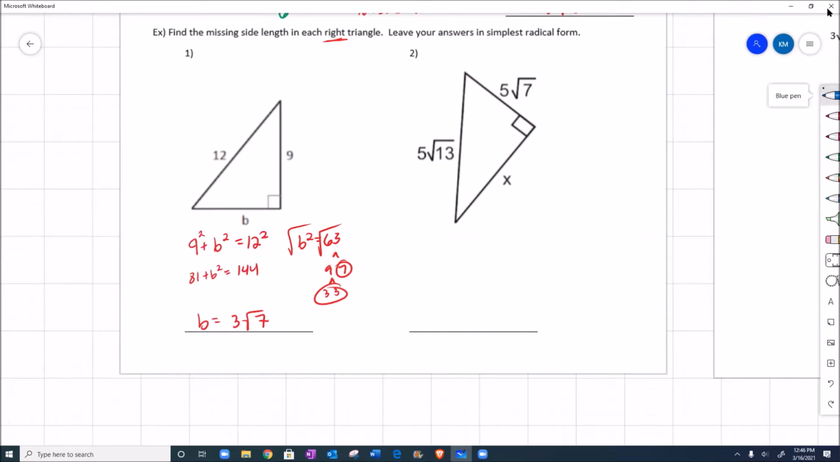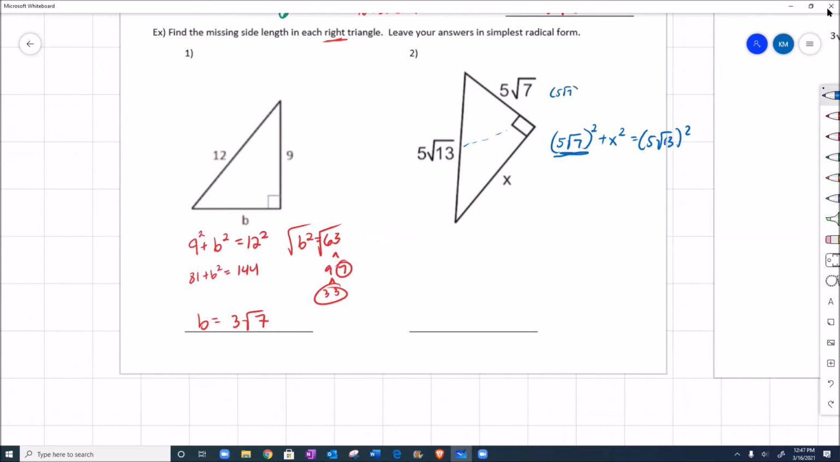Number 2 is a little tougher here because we have radicals, but we can square radicals. We've done it before. Again, we'll notice that the hypotenuse is given to us. It's 5 radical 13, so that needs to be on a side by itself. So 5 radical 7 squared plus x squared equals 5 radical 13 squared. I put this in parentheses because when you type this into your calculator, this is how you type it in if you choose to do it that way. Otherwise we're multiplying 5 radical 7 times 5 radical 7.